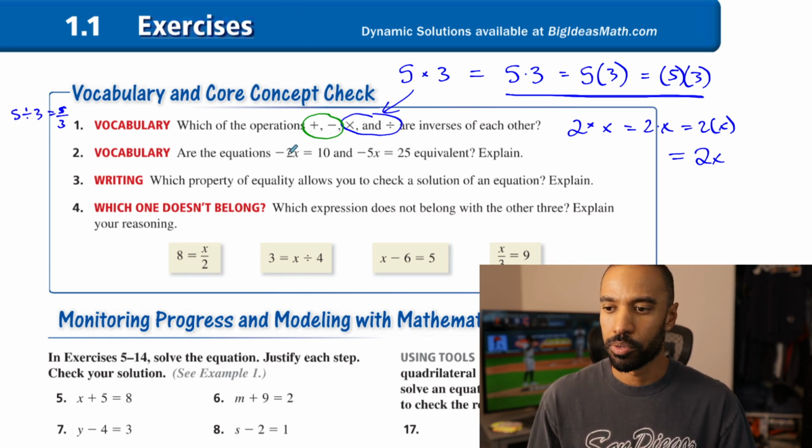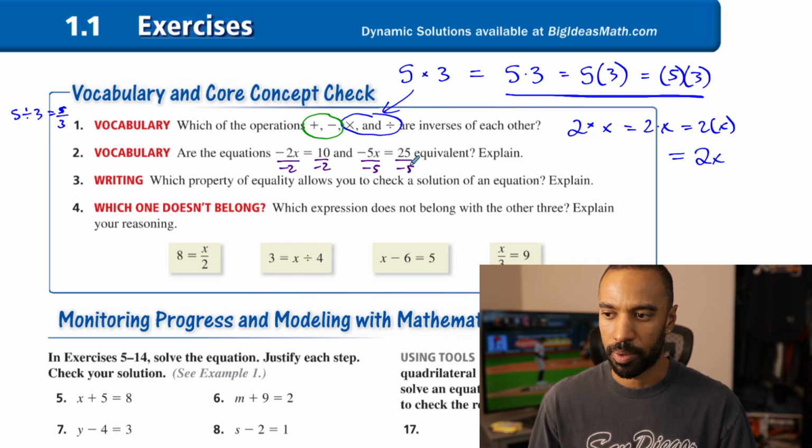If we divide both sides here by negative 2, because negative 2 is multiplying by x, and divide both sides here by negative 5, because negative 5 here is multiplying by x, negative 2 divided by negative 2 is 1, negative 5 divided by negative 5 is 1.